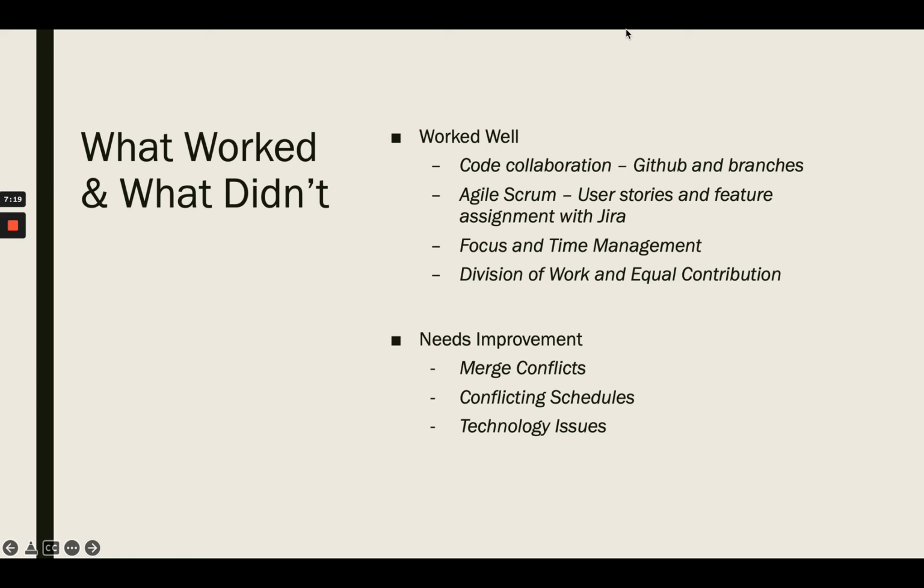So what worked and what didn't work? What worked really well was code collaboration through GitHub. That was very easy to work with. Agile Scrum, the user stories and features assignment in Jira, ensured that we were able to focus and manage our time wisely, and also ensured that we were able to divide our work equally. We both contributed the same. Some things that did need improvement were merge conflicts. We at times were running into merge conflicts and conflicting schedules. It was kind of hard to meet up and sometimes work on our presentations.